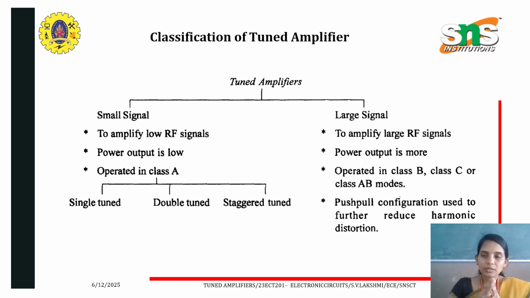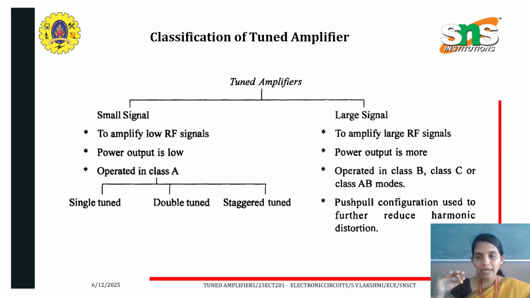Let us now discuss the classification of tuned amplifiers. There are two major types of tuned amplifiers. One is small signal and the other is large signal. The small signal amplifier is generally used to amplify low signals, and the output power of this small signal amplifier will be low. Normally, small signal tuned amplifiers are operated in class A.